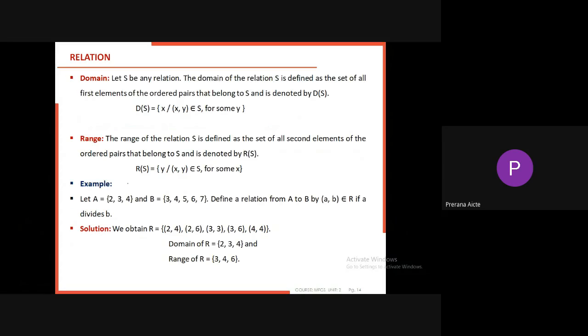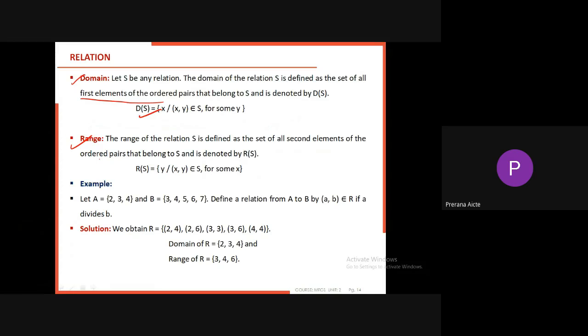Next, related to the relation, we have two important terms, domain and range. The domain of the relation S is defined as the set of all first elements of the ordered pairs. From all those ordered pairs we wrote previously, if you group all the first elements, that is going to be the domain.